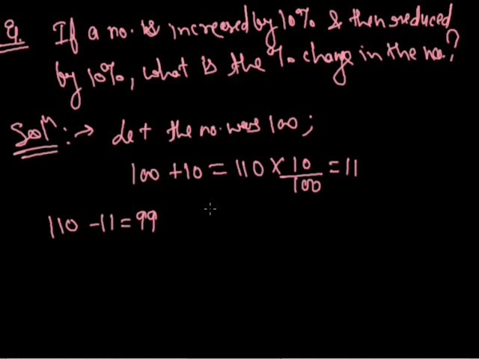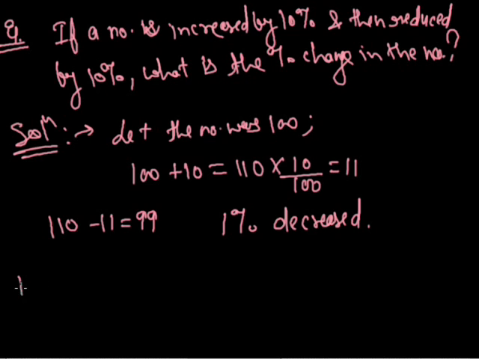That means the original number was 100 and the new number is 99, and I am calculating all per 100. So the number will be decreased by 1%. Total change will be given by 1% decrement. Okay. In this way we can solve the given sum.